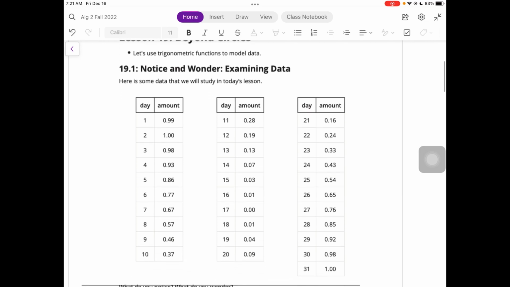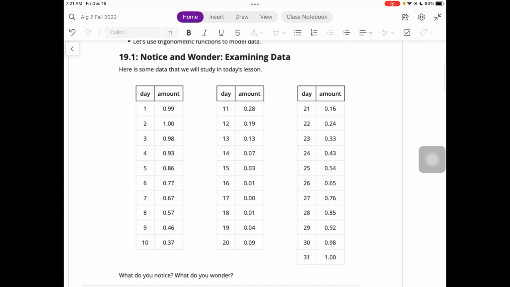So what do you notice and what do you wonder about these three, or the data? It's not really three separate tables, it's just continuing data that's broken up into three tables because they didn't have enough room. So look at the data and see what you notice and see what you wonder.